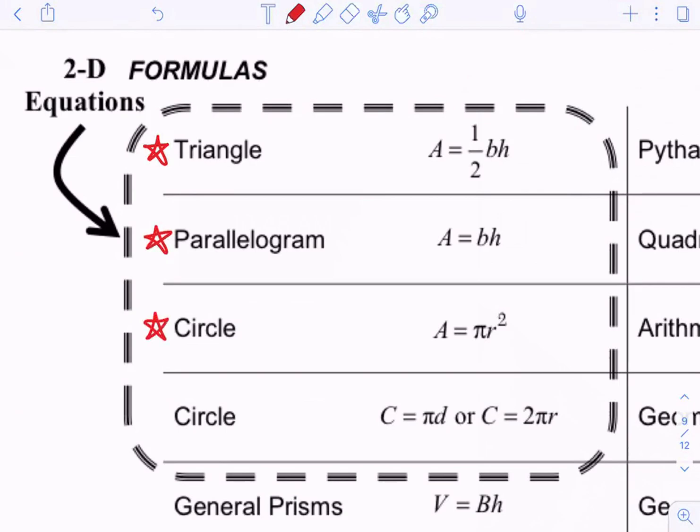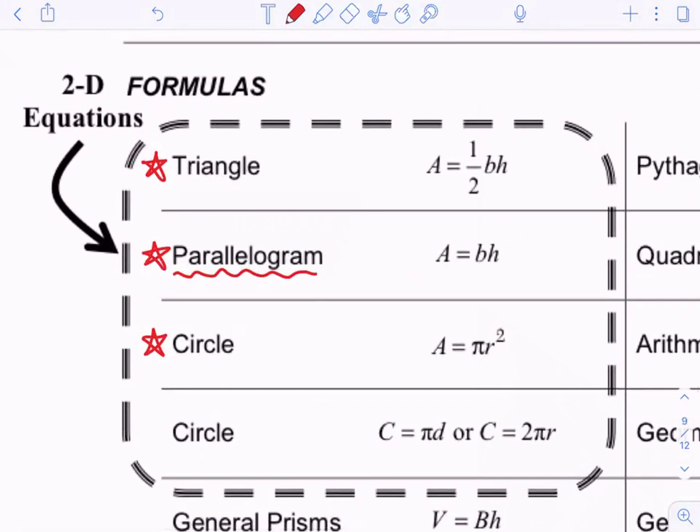Now keep in mind that word parallelogram applies to many shapes. What's under the parallelogram tree? You have a parallelogram, you have a rectangle, you have a rhombus, and a square. So 4 shapes apply to this word parallelogram. Another one here is we have also triangle, and we have circle.